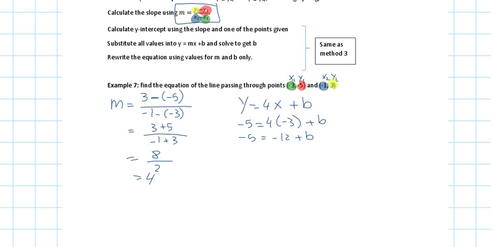And now what do I do? You bring it over. Bring the negative 12 over, it becomes positive 12. And that's going to give me 7. Y equals, my slope is 4, and my b is 7.